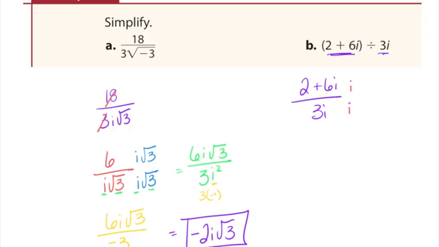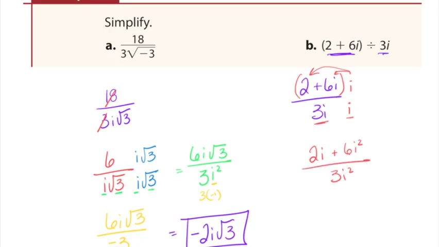If I multiply the top by i, I do have to distribute it. So I'm going to distribute it through. 2 times i is 2i. 6i times i is 6i squared. And on the bottom, I have 3i times i, which is 3i squared. All right. And now I'm going to simplify this.